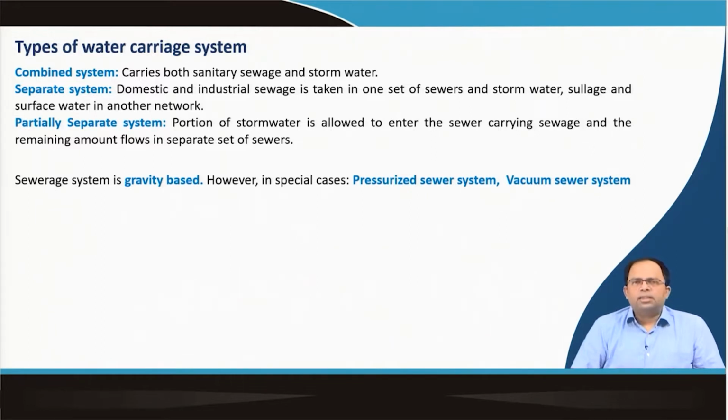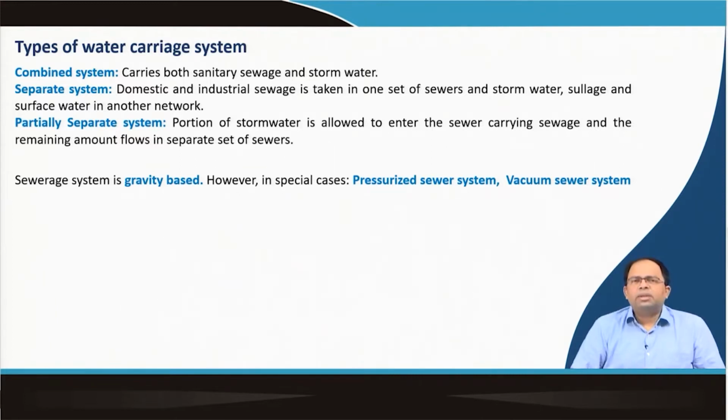So, this is a combined system, and a separate system is obviously just the opposite of that. That means domestic and industrial sewage, if that is there, is taken through one set of sewers, and stormwater and surface water in another network. Stormwater and surface water is basically water which we can release to the river without much treatment. That is why it is taken separately, whereas the domestic and industrial sewage we have to treat.